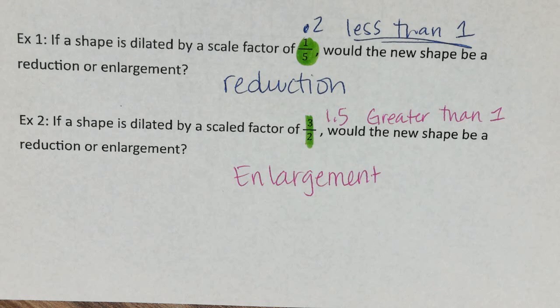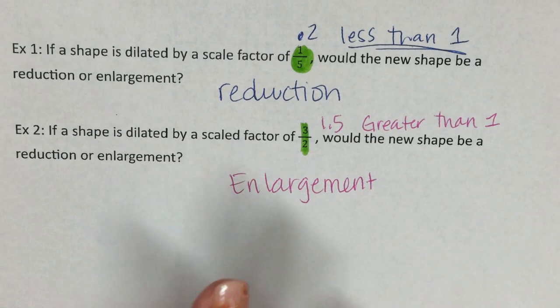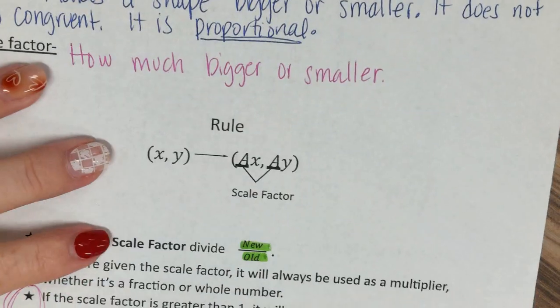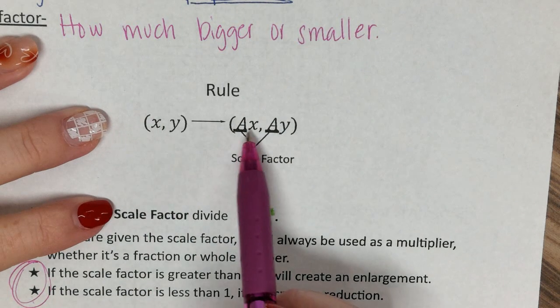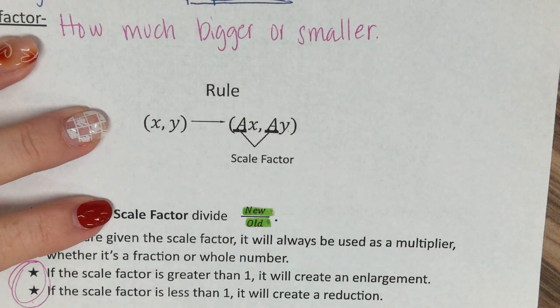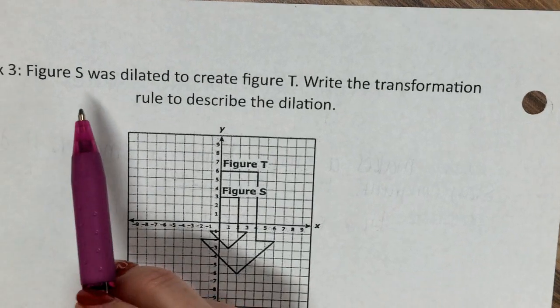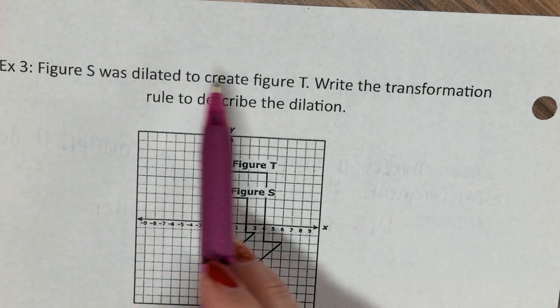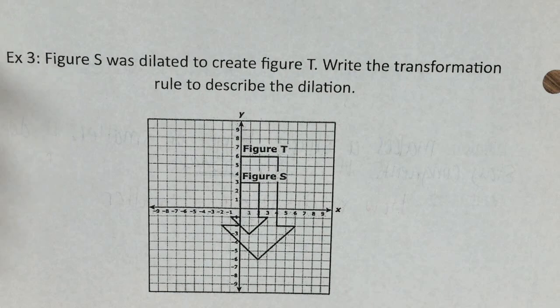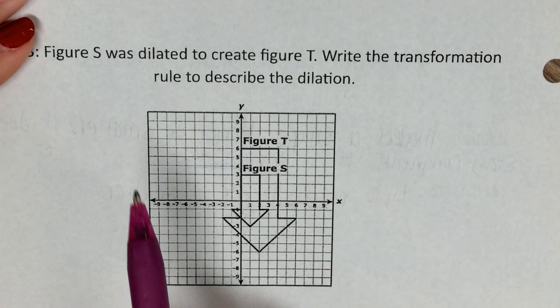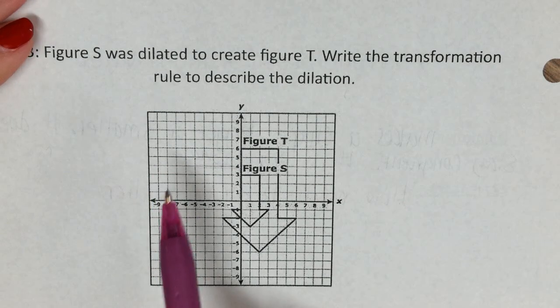Now we're going to do two examples of how to write a rule. Look at the rule. What does it say? Take your scale factor and just multiply by it. Let's look at example 3. Figure S was dilated to create figure T. We have to figure out which one's new and which one's old. Read it again. Read it to yourself.